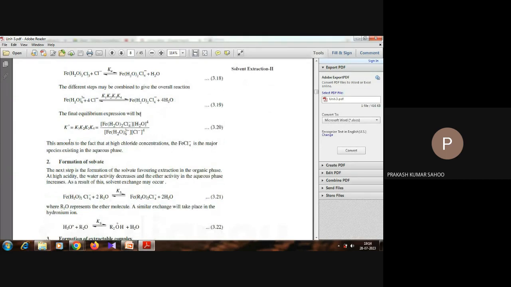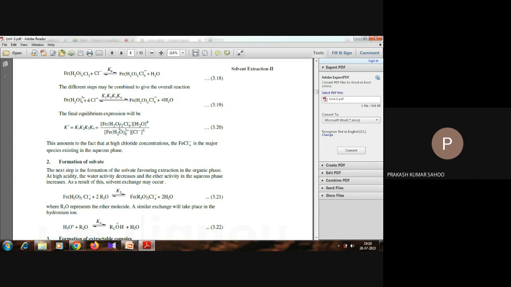So what is the effective or final equilibrium constant? This will be the concentration of this complex multiplied by the water concentration to the power 4, because in the equilibrium expression the coefficient becomes the power. The coefficient is 4, so it becomes the power, divided by [Fe(H2O)6]3+ concentration into Cl minus concentration to the power 4.